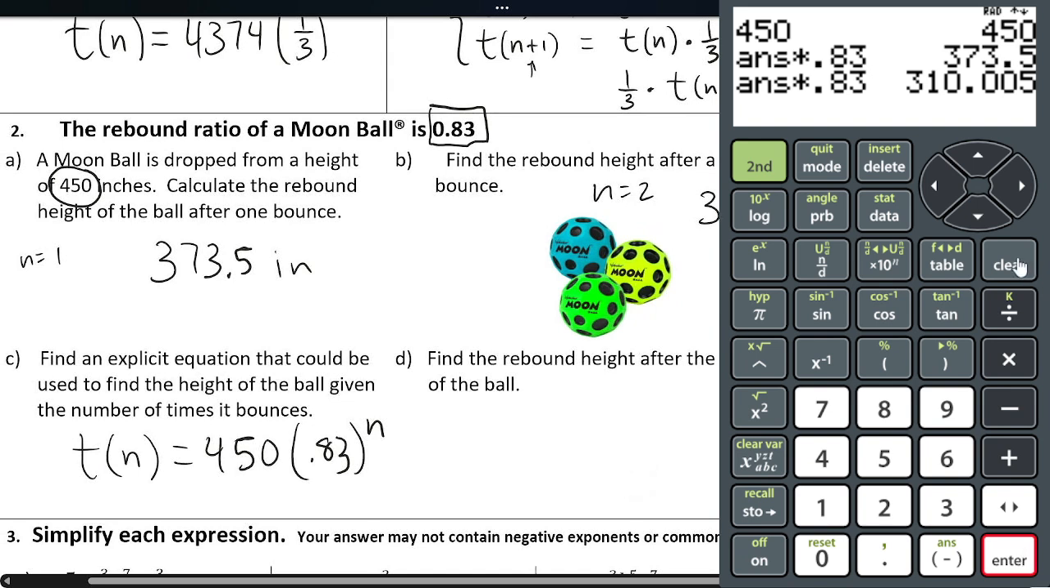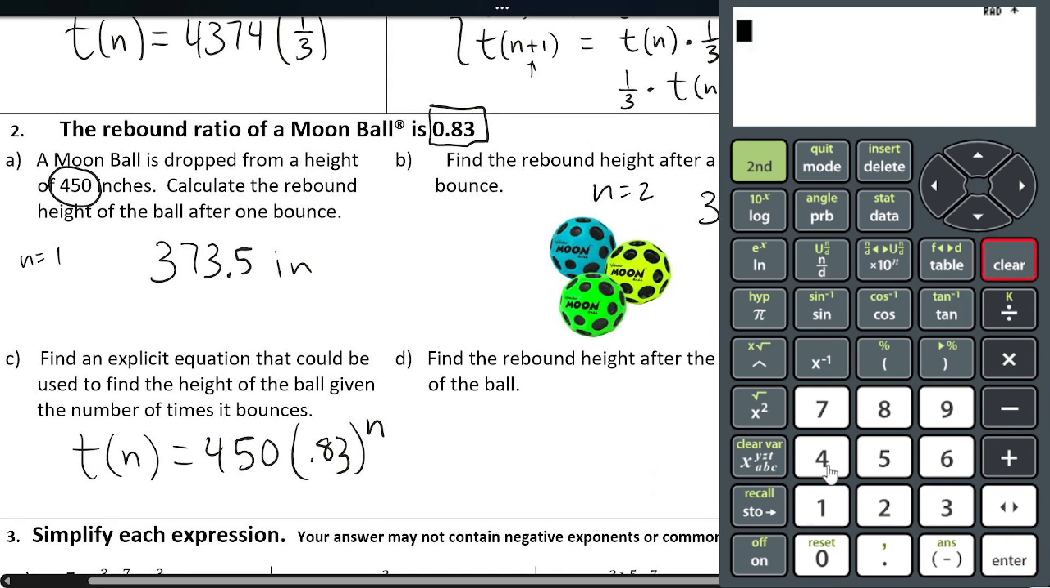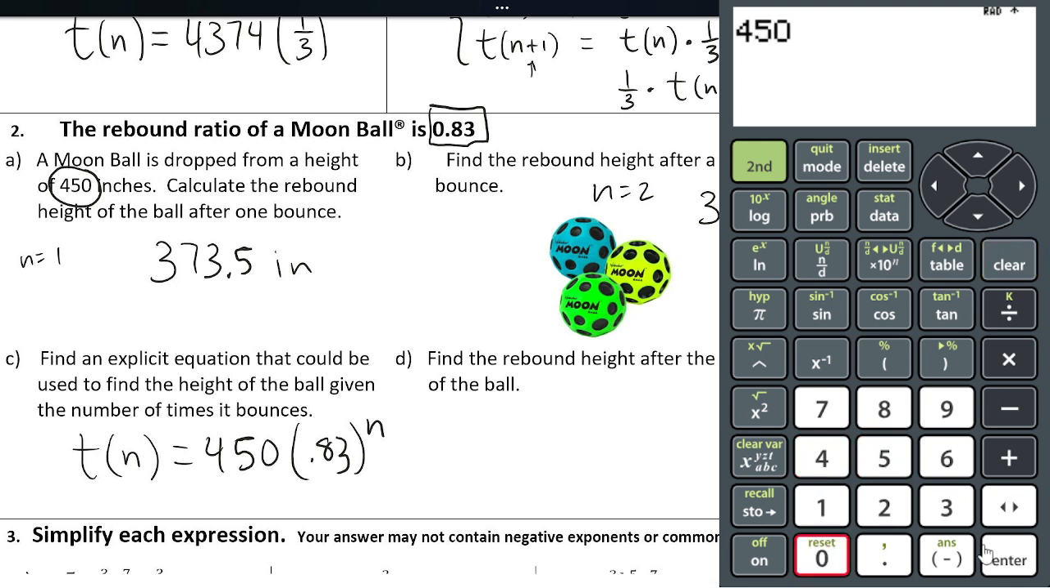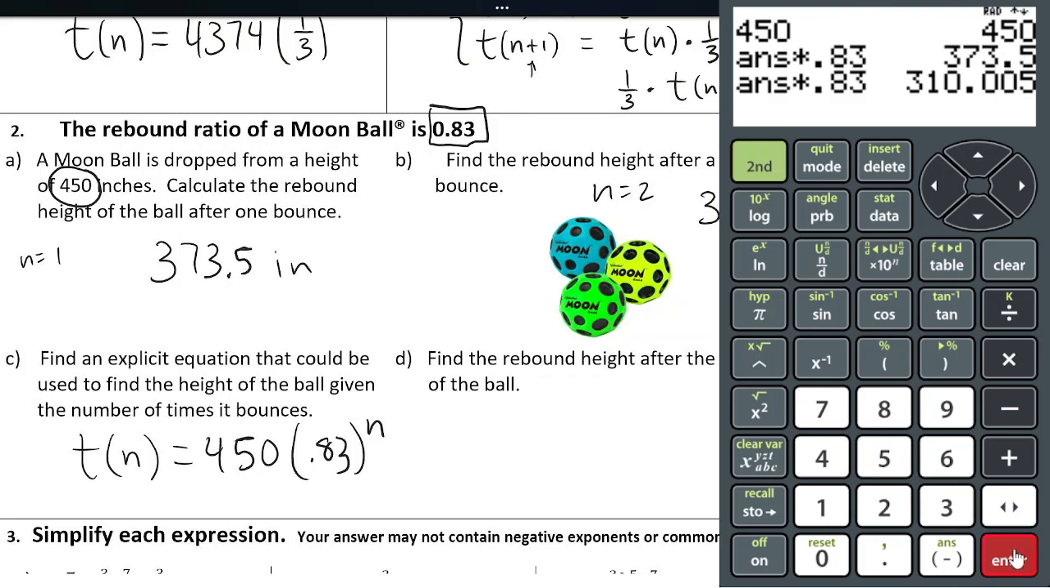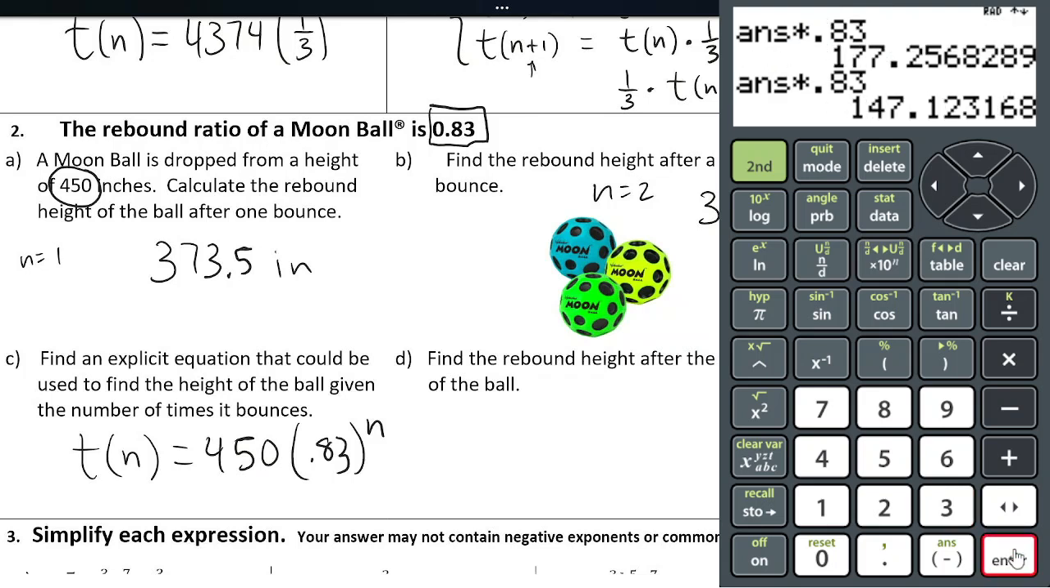A lot of options for doing this. I can just go ahead and take the number, the 450, enter, and I could say times 0.83 and then count. This is one bounce, two bounce, 3, 4, 5, 6 bounce. I'm going to write this down and then I'm going to verify it a different way. So after 6 bounces is about 147 inches.